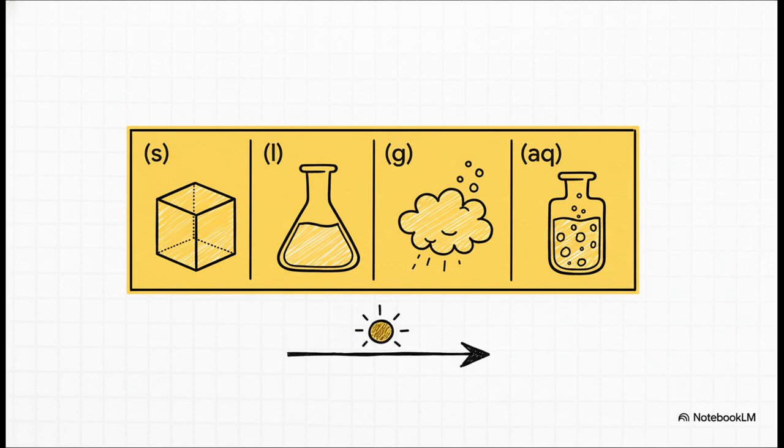You can make it more informative by adding the physical state symbols. We use S for solid, L for liquid, G for gas, and AQ for an aqueous solution, which just means something is dissolved in water. You can also mention conditions like temperature or pressure right above the arrow.